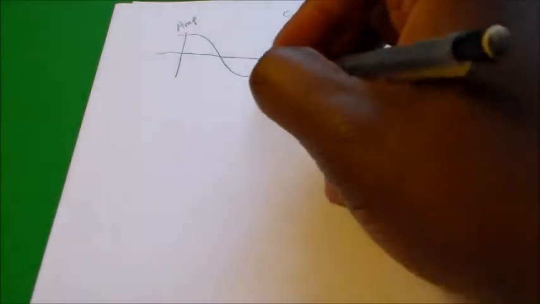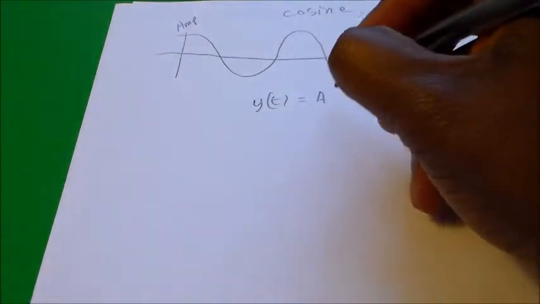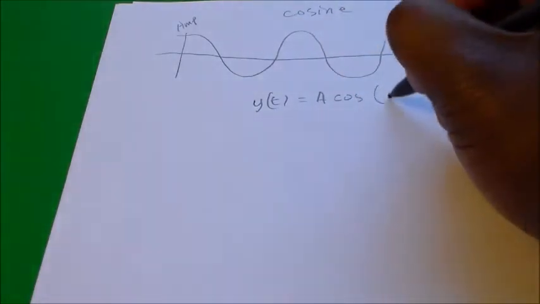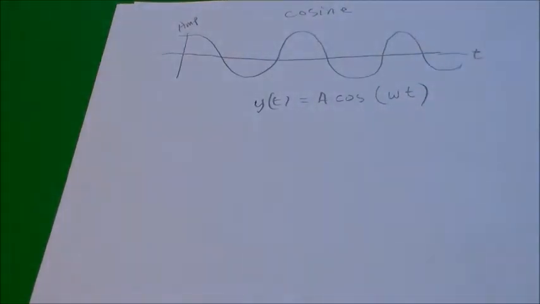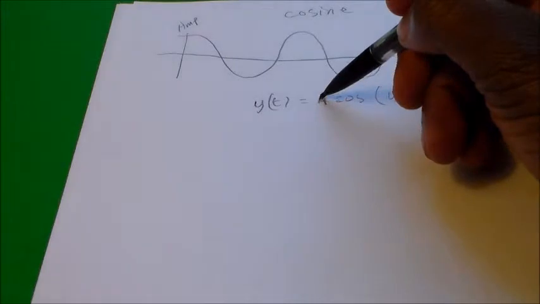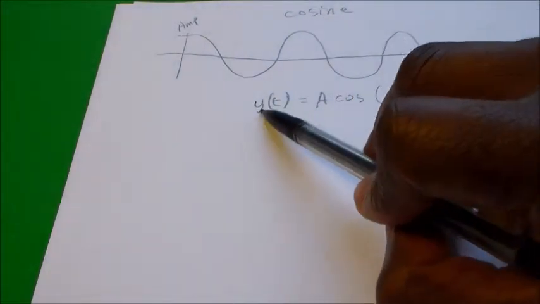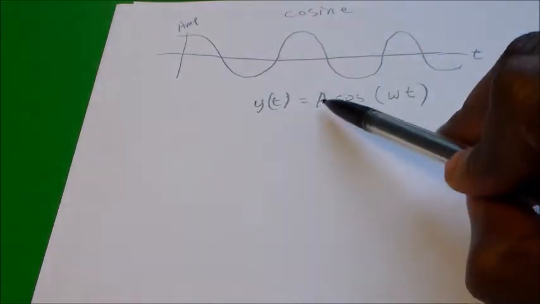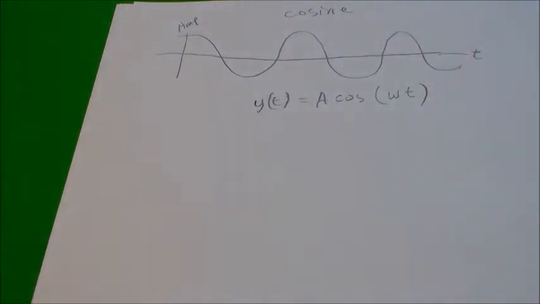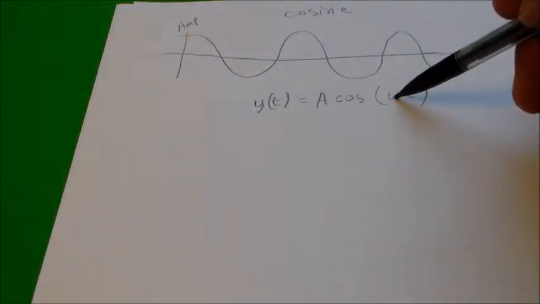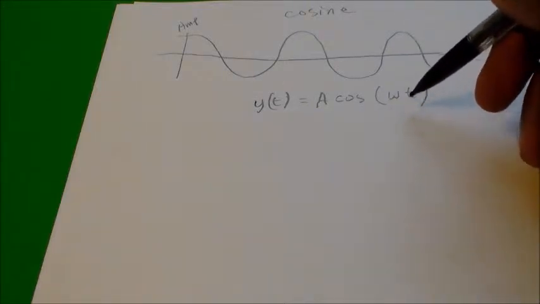And so the equation for this would be y of t is equal to A cosine omega t, which is very similar to what we had before, except that now we're using cosine. So this is y as a function of time equals A cosine omega t. Same thing as before, omega is equal to 2 pi f, f is the frequency, and 1 over the period is equal to the frequency.